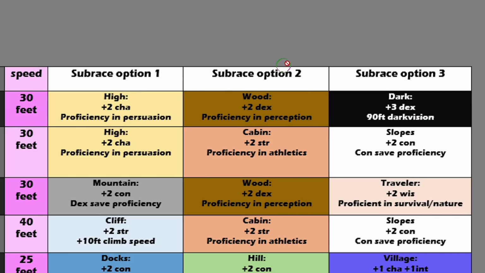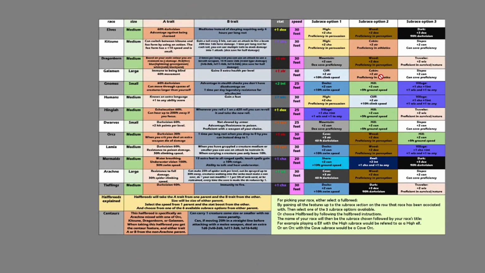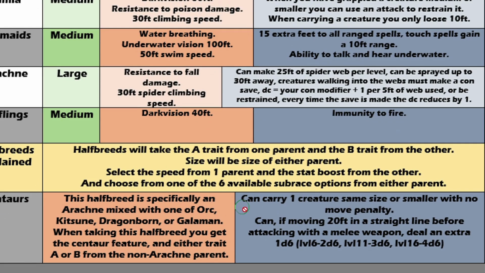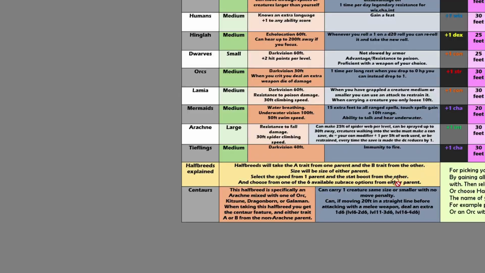And so you'll only be allowed to pick one of the 3 subrace options when you pick your character up, but there is another customizability setting for this feature. Half-breeds are extremely supported using this set of races that I have in front of us. What they'll do for making one is take trait A from one parent, trait B from the other parent, and then you get to just pick the size of whichever parent you'd like. You then select your speed from one of the parents and the stat boost from the other, and you'll choose one of the 6 available subrace options from either parent.